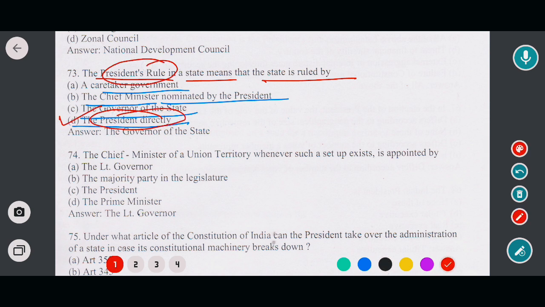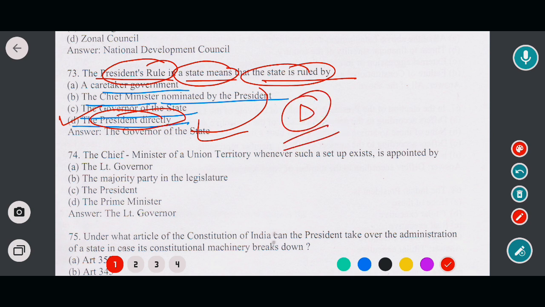So what happens at the time of President's rule? In the time of President's rule in any state, the state is ruled by the president directly. So in this case option D would be the correct answer. Okay, so now moving to next question.